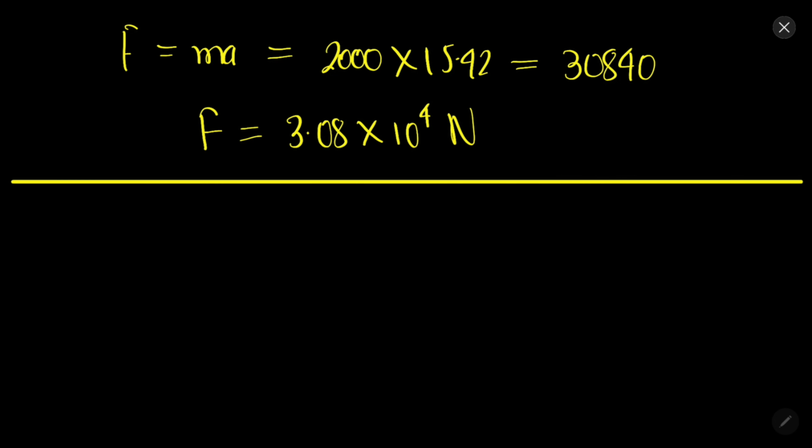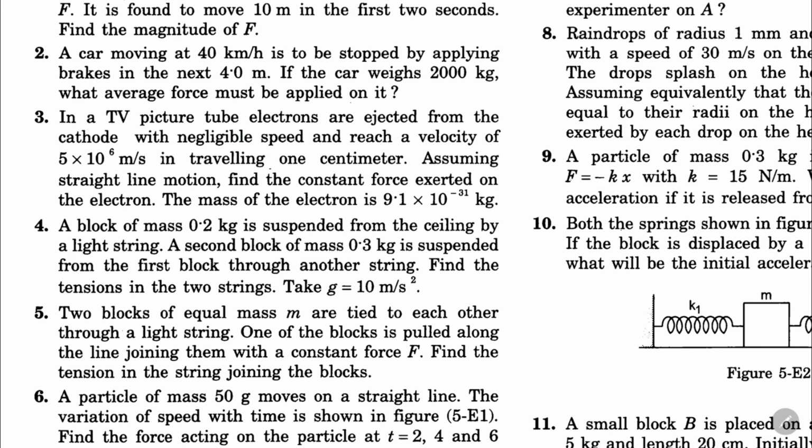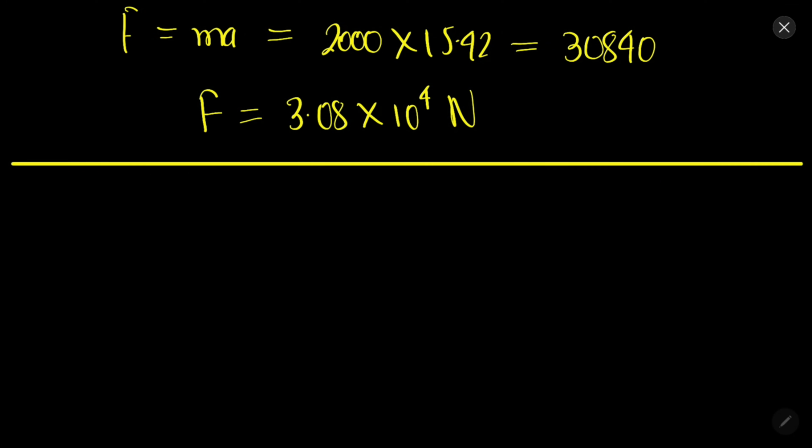In the third question, we have a TV picture tube in which electrons are ejected from the cathode. The initial velocity of the electrons is quite negligible, but they reach up to 5 into 10 to the power 6 meter per second in only 1 centimeter of distance. If the motion is straight line motion, we need to find the force that is exerted on the electron, and the mass of the electron is also given.